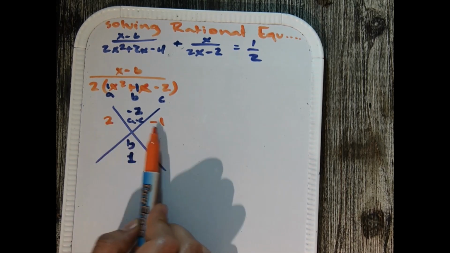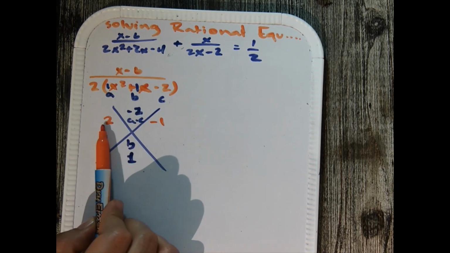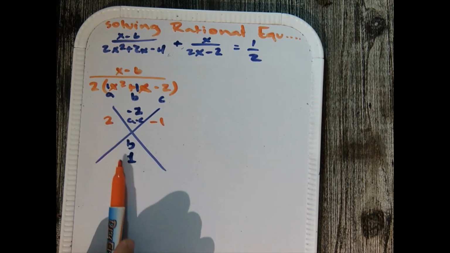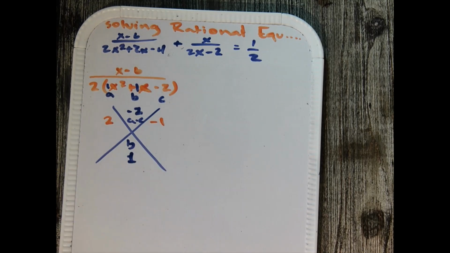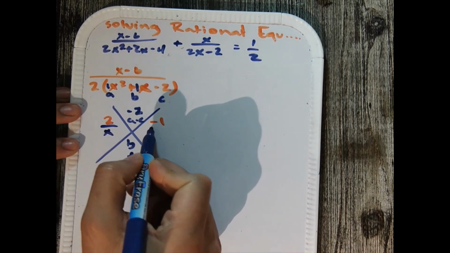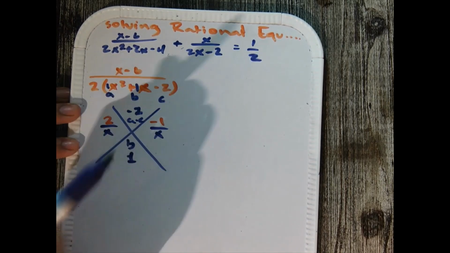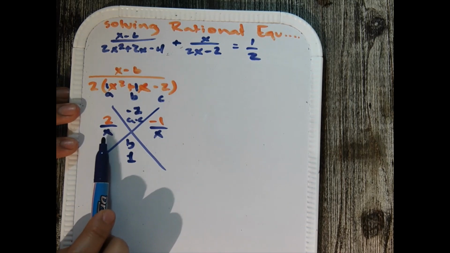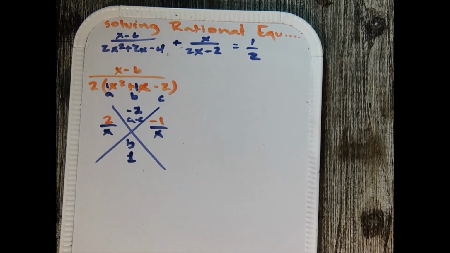2 times negative 1 is negative 2. 2 plus negative 1 is positive 1. Since we have more positives, we end up with a positive 1. Now here what I like to do is divide by just 1x. Since I only have 1x squared, I simply divide by 1x.